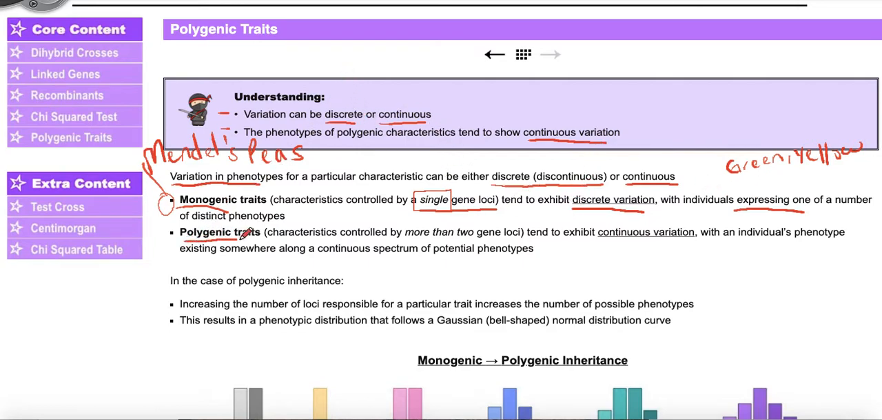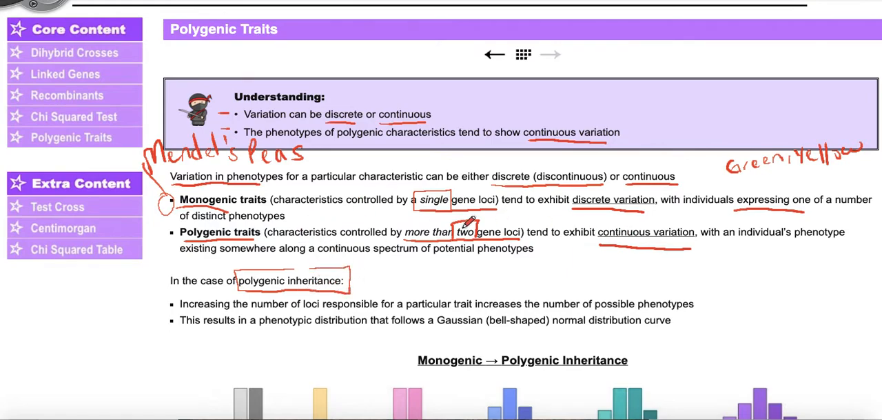Now, polygenic traits are the other side of the coin that we didn't really get into a lot back in 9th grade or SL Bio. And these are characteristics that are controlled by more than two gene loci. So again, the gene loci is the position of that gene and how that gene incorporates its two variations or its two alleles. So when there are more than two gene loci, the characteristic tends to exhibit what we know as continuous variation. And continuous variation is what we refer to as polygenic inheritance.